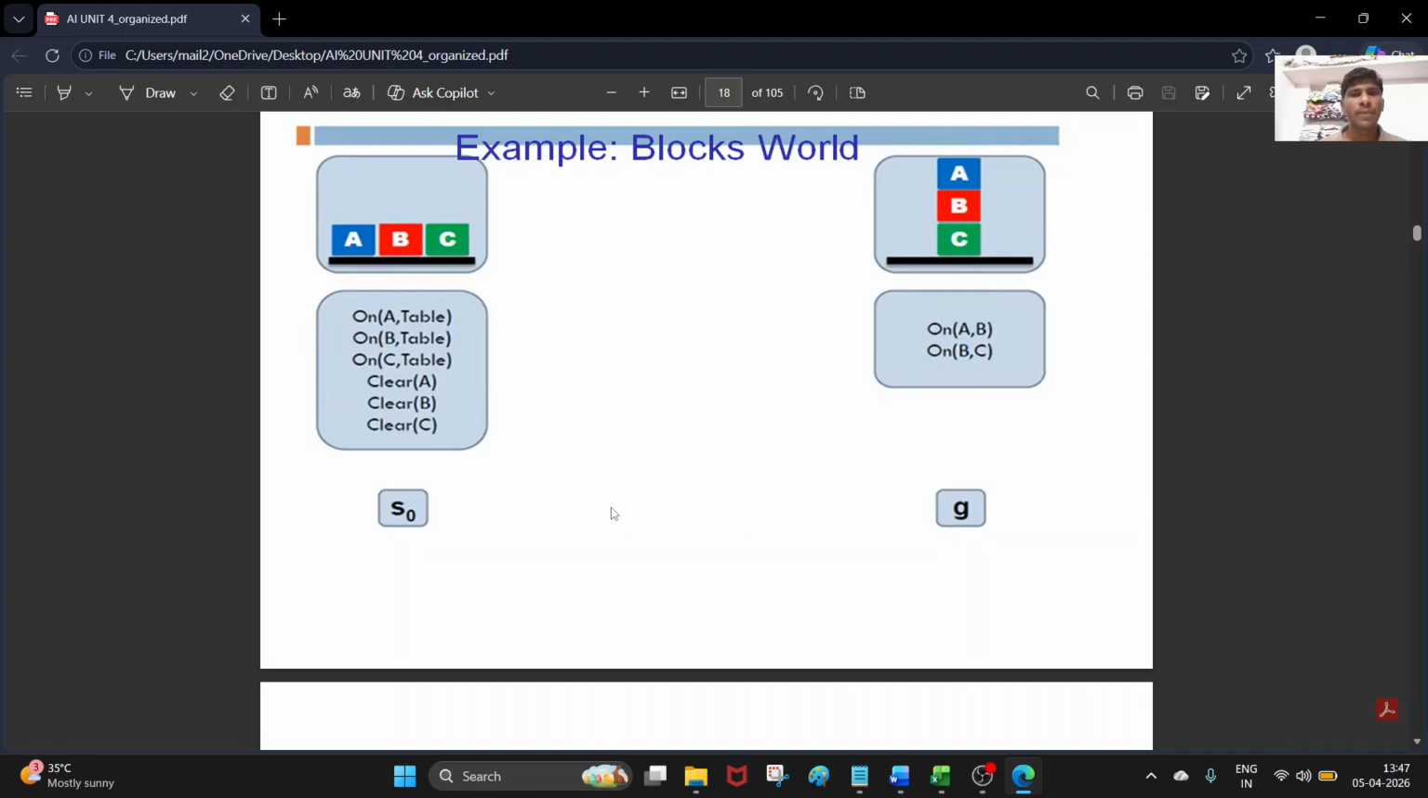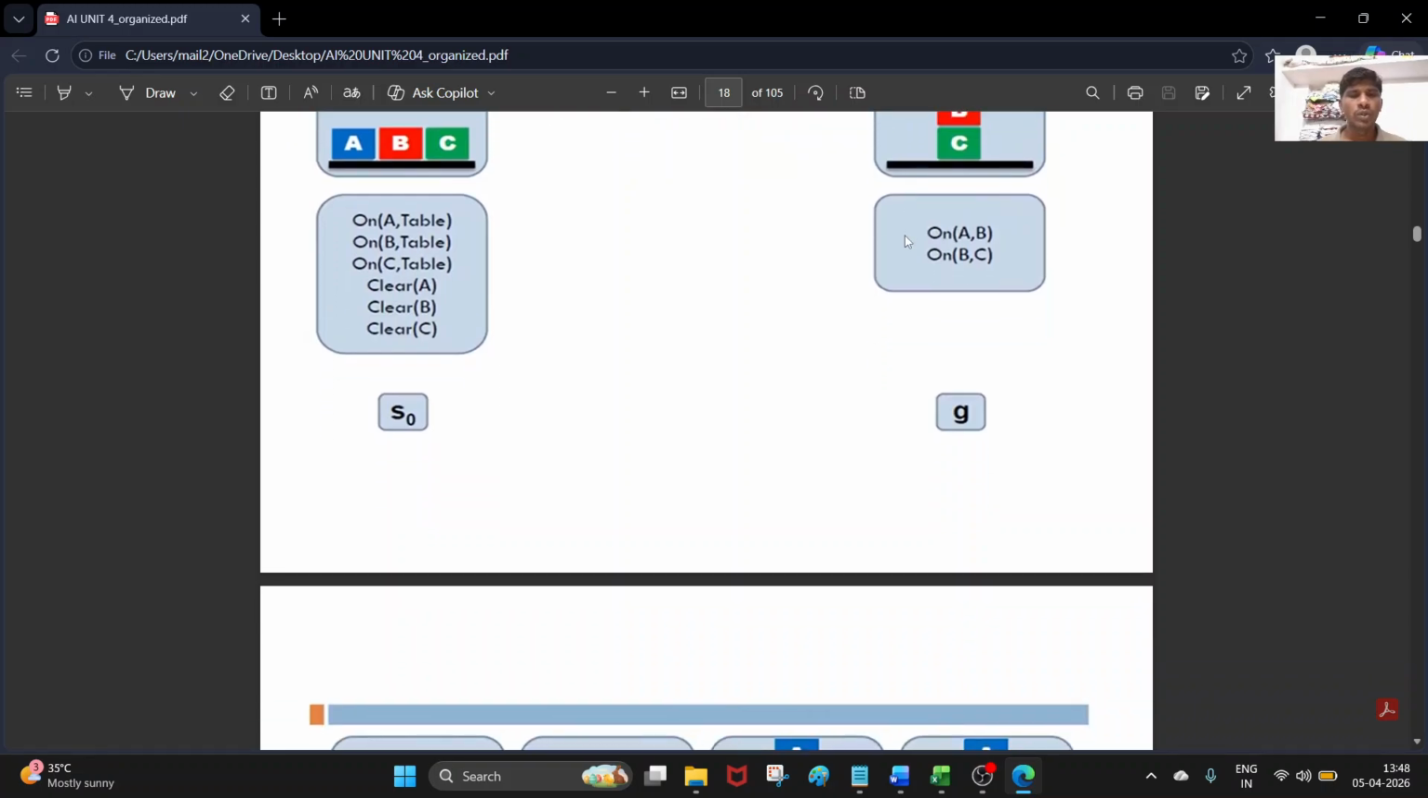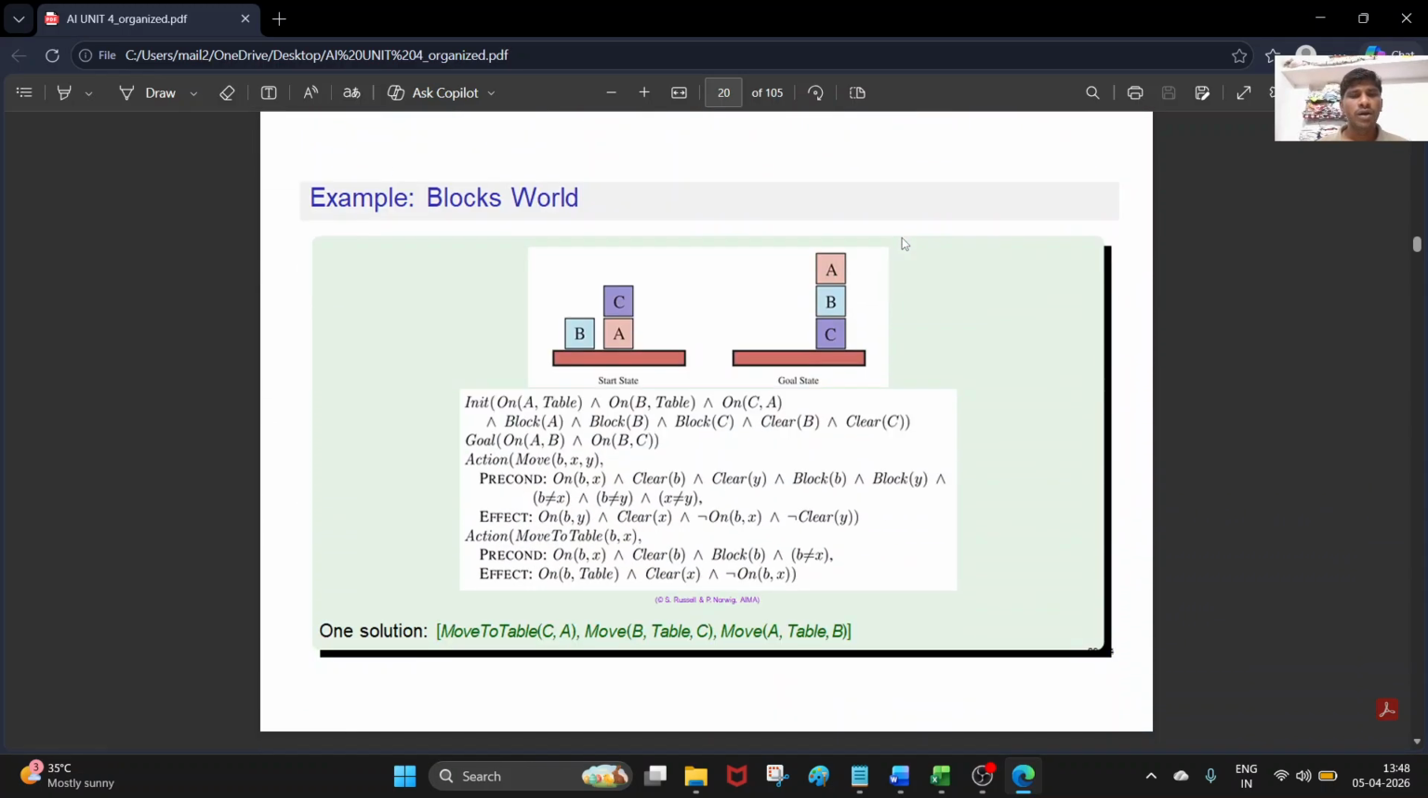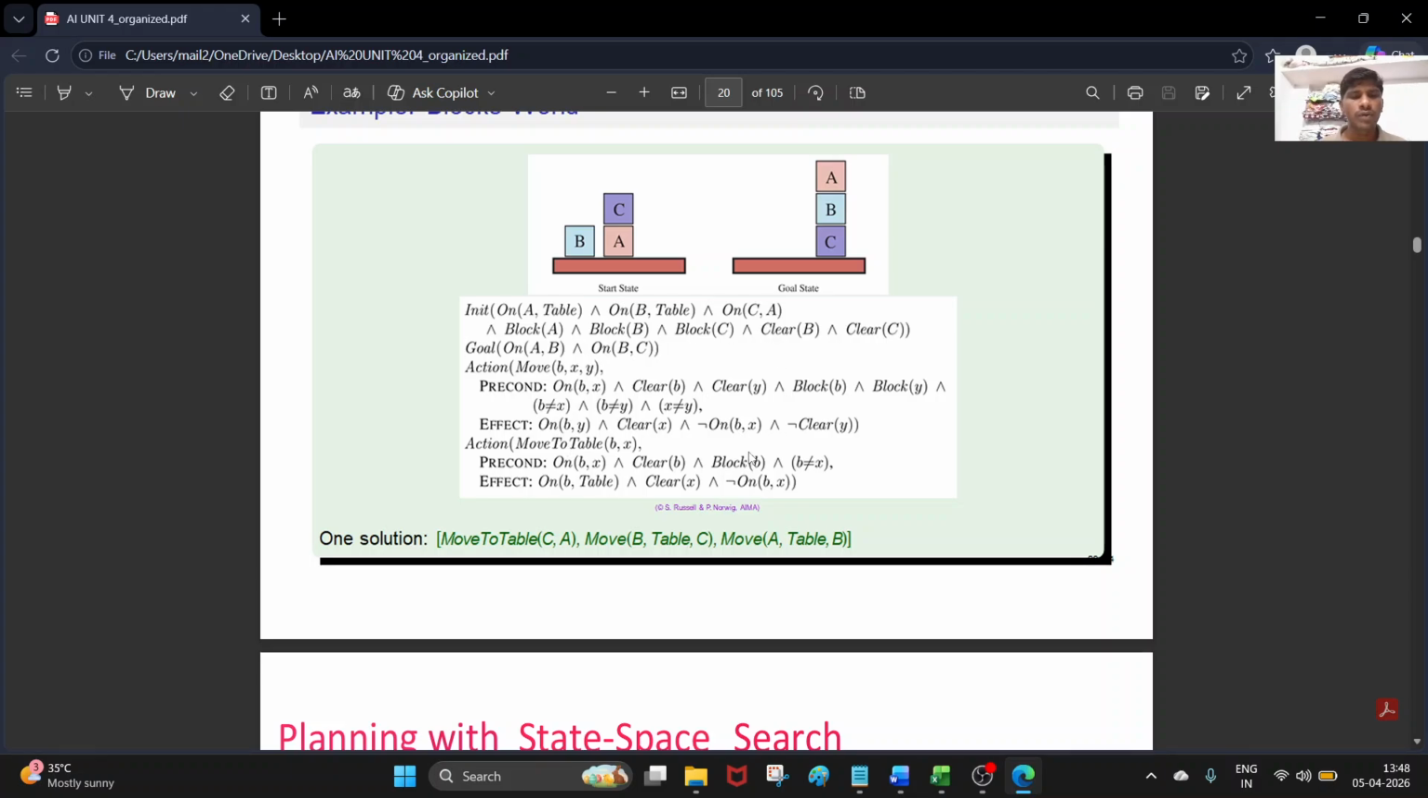Next problem is the block world problem. Here you will be having three blocks on a table. This is the initial state and this is the goal state. We have to assemble the blocks in such a way that we reach the goal. So PDDL will be represented like this for the block world problem.